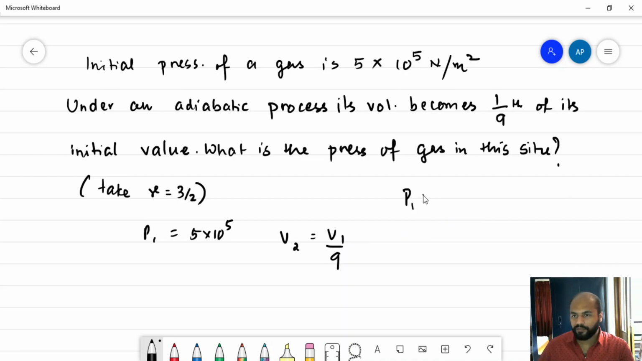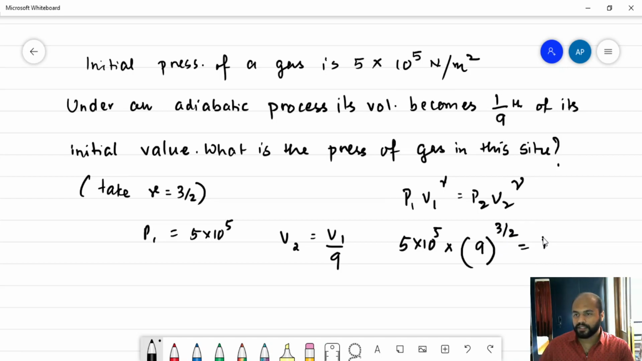So we know that P1 V1 raised to gamma is equal to P2 V2 raised to gamma. This is the formula to be used in an adiabatic process. P1 is already given to us, that is 5 into 10 raised to 5. Not only that, V1 by V2, this ratio is known to us, that is 9. 9 raised to gamma, that is 3 by 2, and this is the value of pressure P2. So let's calculate the value of P2.